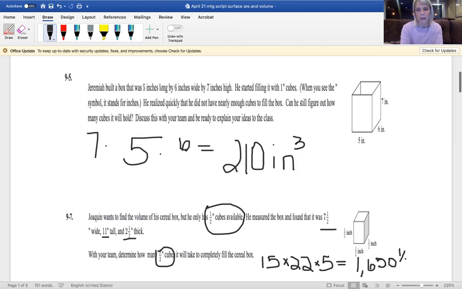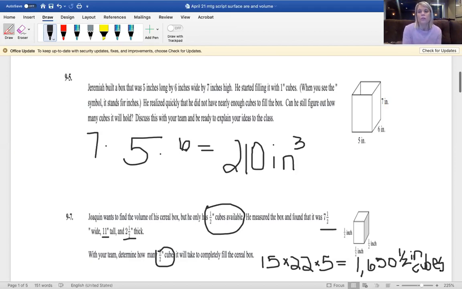Now, if I was being picky with this, I would have you label it 1/2-inch cubes, because these aren't just regular cubes, they're smaller. So this would be a very precise label. Since their question was how many cubes would be needed to fill the box, it would be 1,650 1/2-inch cubes. So since we have smaller cubes, you would have to double the numbers first and then multiply.